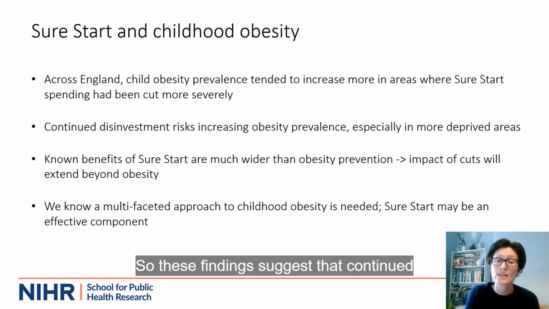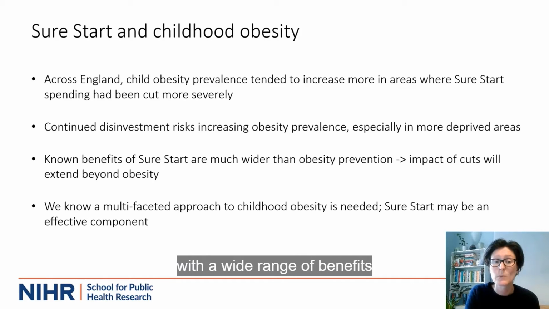So these findings suggest that continued disinvestment in Sure Start runs the risk of increasing child obesity prevalence, with a particular risk of further exacerbating inequalities. Importantly, the benefits of Sure Start go well beyond obesity. Several other studies have shown children's centres provide kids with a wide range of benefits for their health and development. So the impact of recent cuts to spending on Sure Start is likely to cover a range of outcomes beyond just the obesity impact suggested by our study.